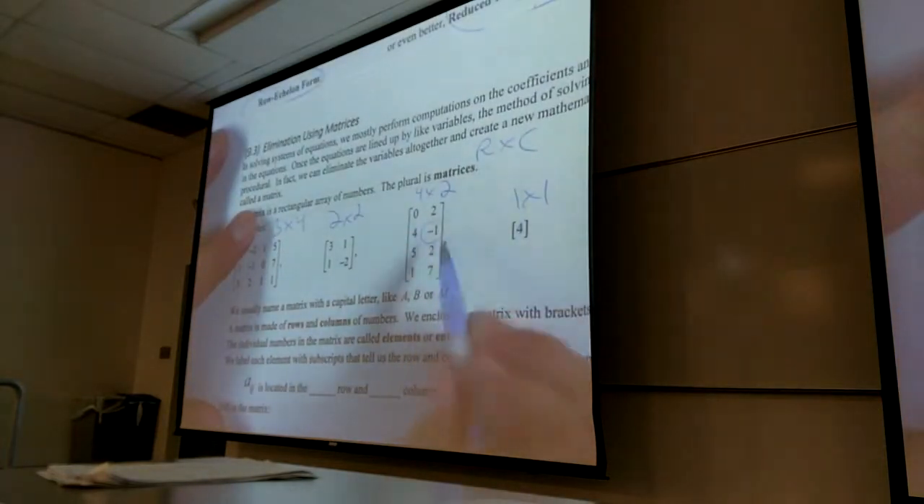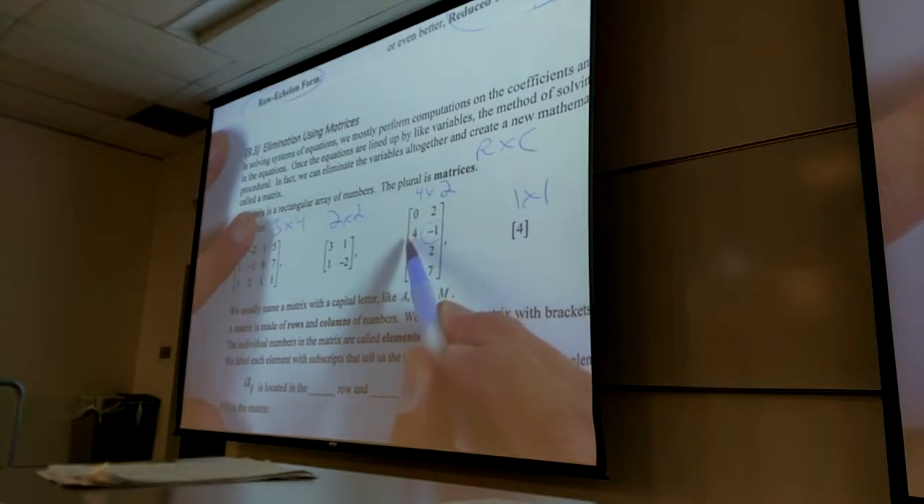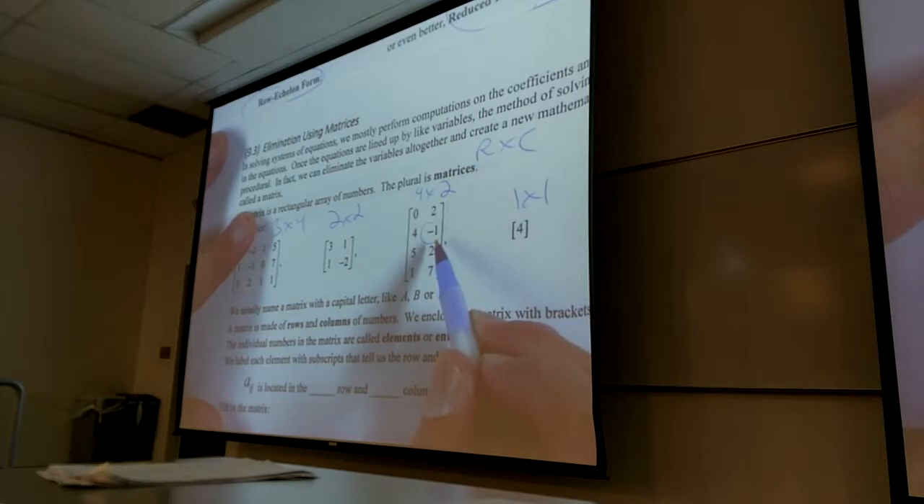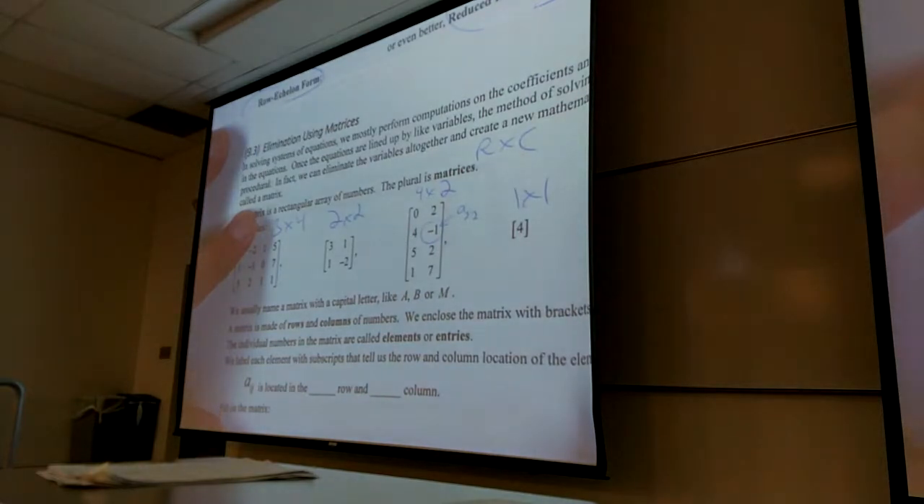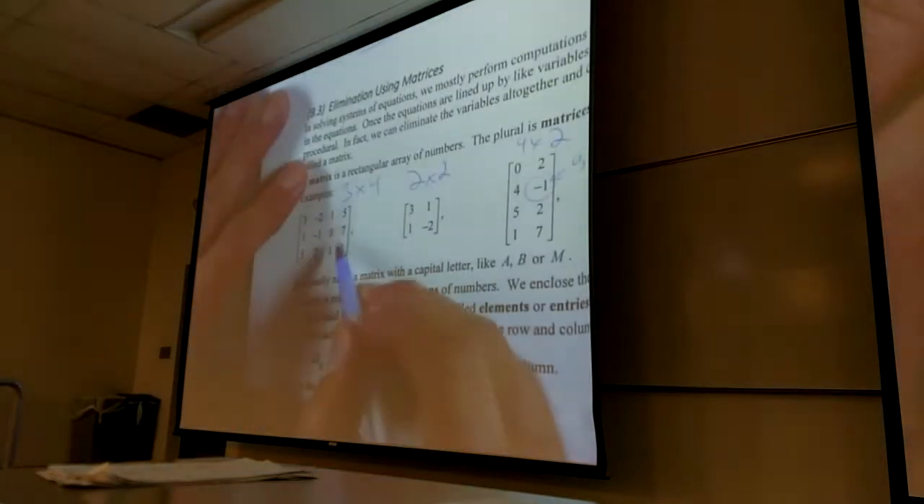So it kind of makes sense. How would you describe this number right there? It's in the what row? Second row. Second column, right? So this one I would say that's in position A22. Second row, second column.